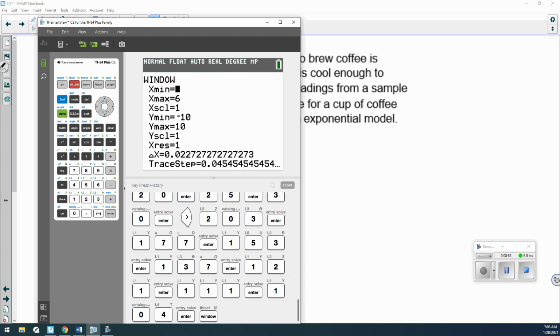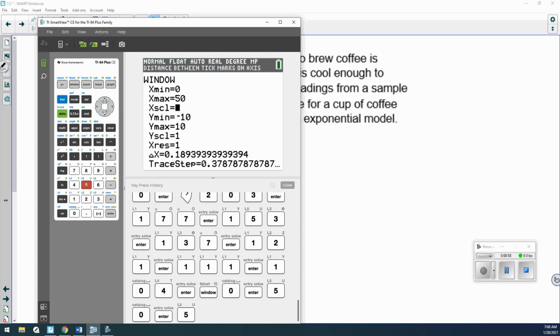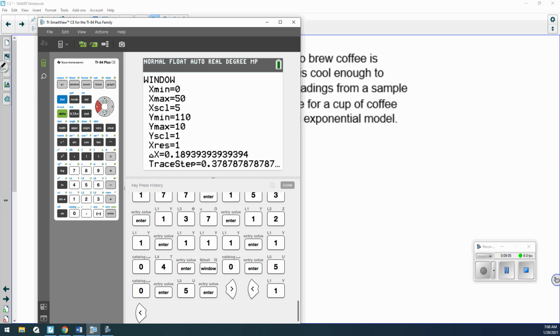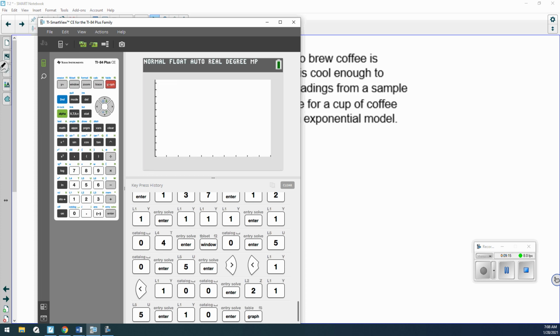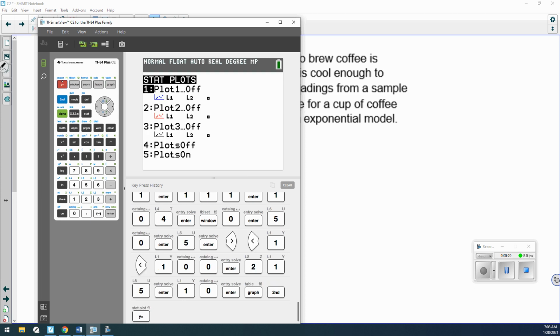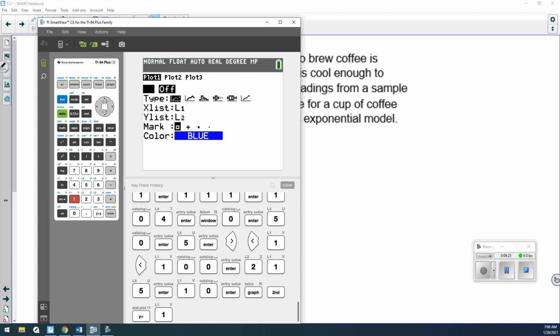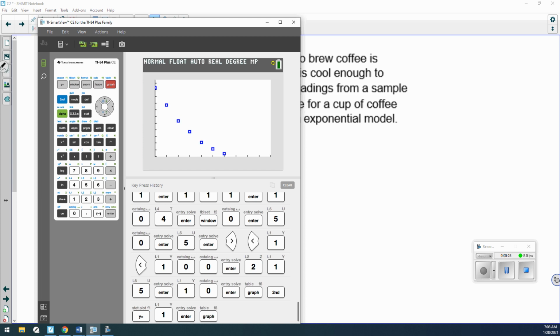Okay, then I'm going to set my viewing window. My times were from like 0 to 30, so how about from 0 to 50 in increments of 5 minutes. And then my minimum temperature, I want it to be maybe 100, and my maximum temperature, maybe 215, scaled by units of 10. Okay, let's look at a picture. Oh, you know why I don't see my picture? My scatter plot's not on. So second y equals, I need to turn my stat plot on. So toggle that on and hit graph. Beautiful. There's my scatter plot of those data points.